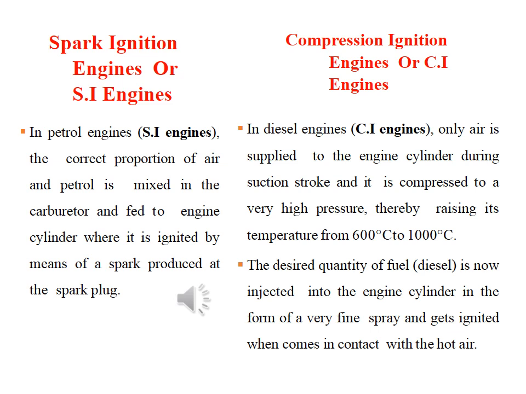However, in diesel engines only air is supplied to the engine cylinder during the suction stroke, and it is compressed to a very high pressure, which also raises its temperature to around 600 to 1000 degrees centigrade. The desired quantity of fuel is then injected into the engine cylinder after raising its temperature. The fuel enters the cylinder in a very fine spray so that it gets ignited when it comes in contact with the hot air. So this is the significant difference between SI engines and CI engines.